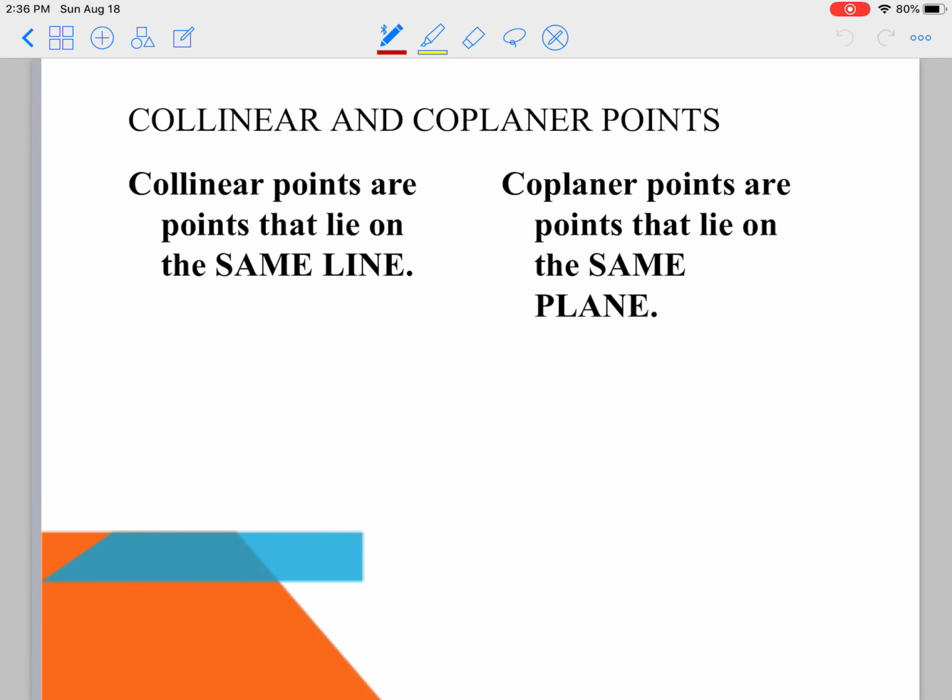Collinear and coplanar points. Terminology here, in this case, has hints built into the word. Notice when I'm working with collinear, inside of here you will notice that there is a word, and that word is line. And so collinear points are points that are on the same line. So once again, let's draw a line.